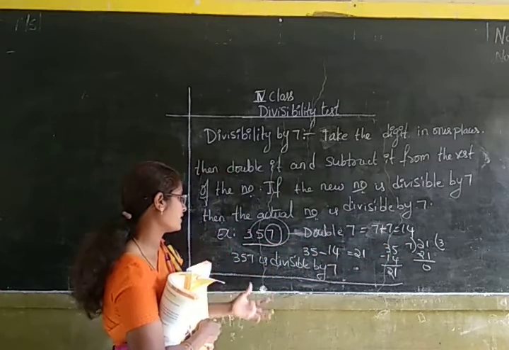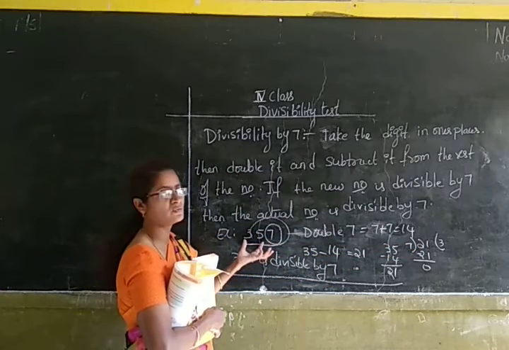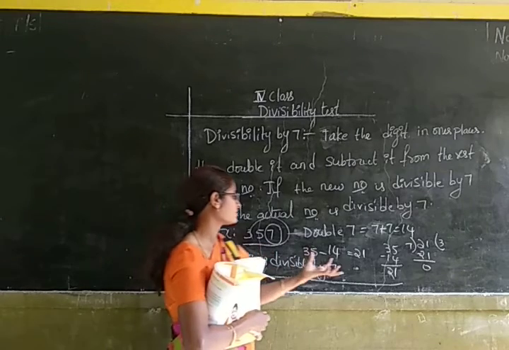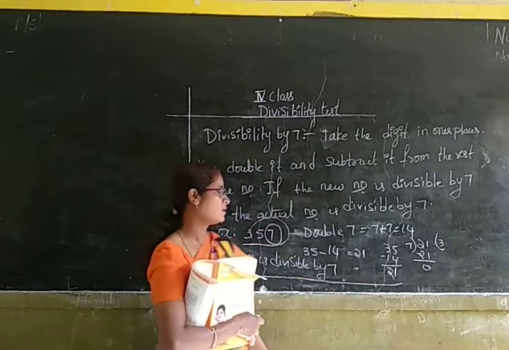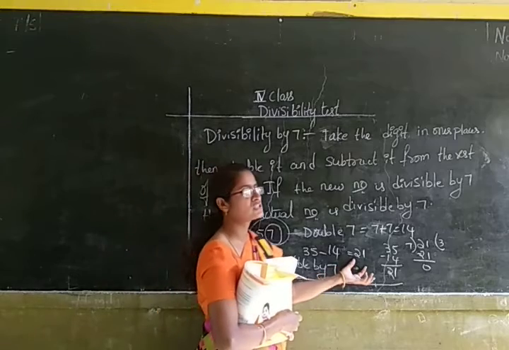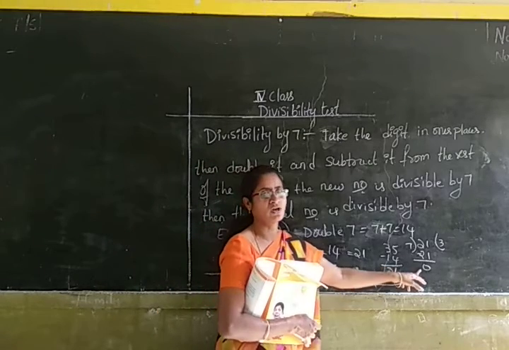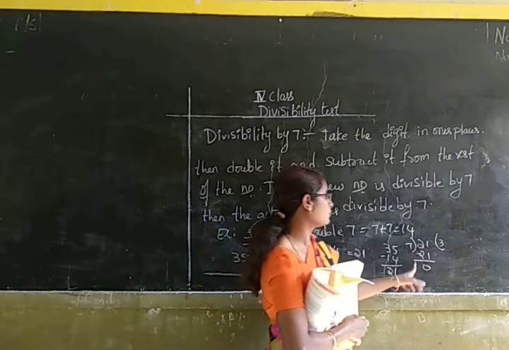Then you have to subtract 14 from the remaining number. Here the remaining number is 35. So I have subtracted 14 from the remaining number. I got 21. Now I have to check whether 21 is divisible by 7 or not. So 21 is divisible by 7.